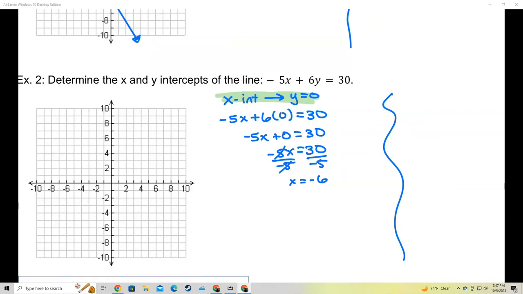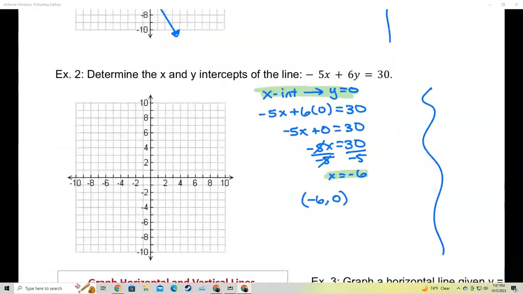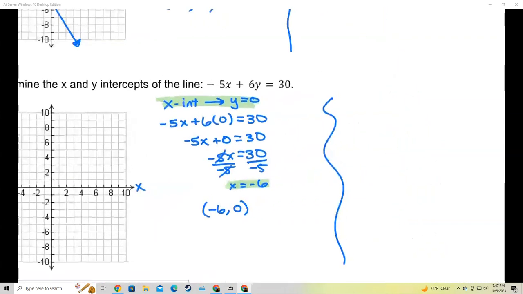All right, I just found out that my x is negative 6 and that my y is equal to 0. I'm going to put this as a coordinate, x comma y. So my x is negative 6, my y value is 0. I'm going to go ahead and plot that on the x-axis. Negative 6 comma 0 is right here. I'm done with the x-intercept. Let's move on to the y-intercept.